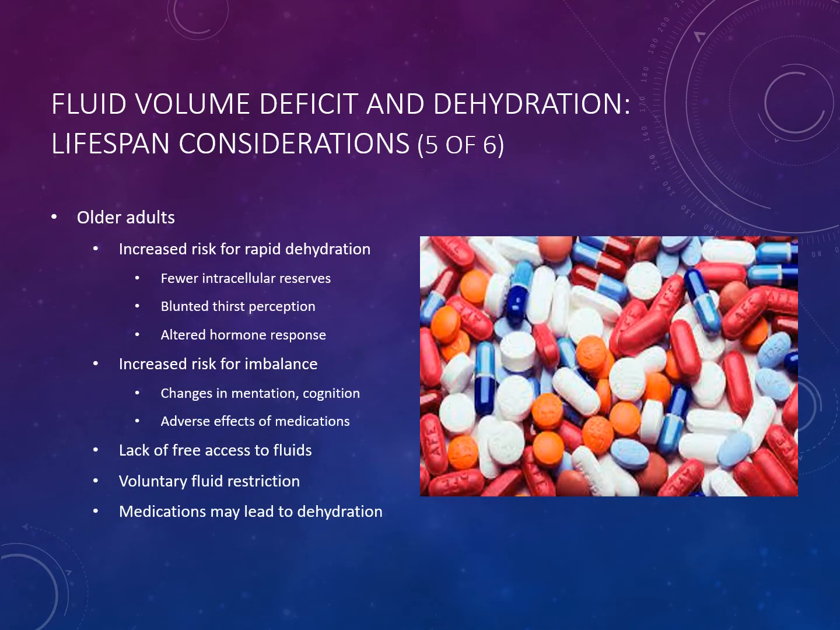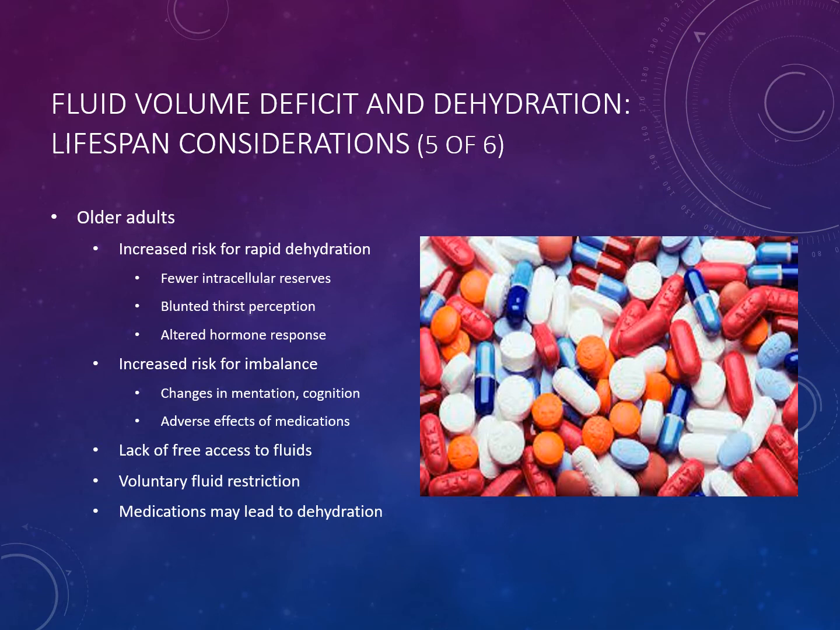In older adults, the increased risk for rapid dehydration, you have fewer intracellular reserves, blunted thirst perception. Your brain just doesn't work like it used to because it's aging, and you just don't get thirsty. And a lot of older people are sitting around, they don't burn up a lot of energy either. And then the changes in the hormones. Increased risk for balance, changes in mentation, your cognition, altered mental status. And then the adverse effects of medications.